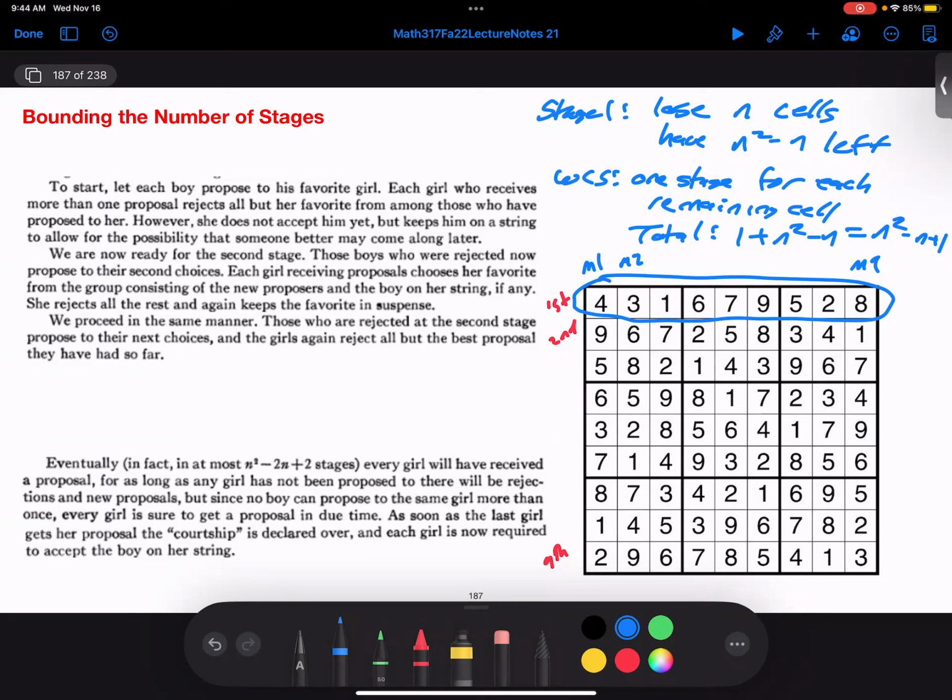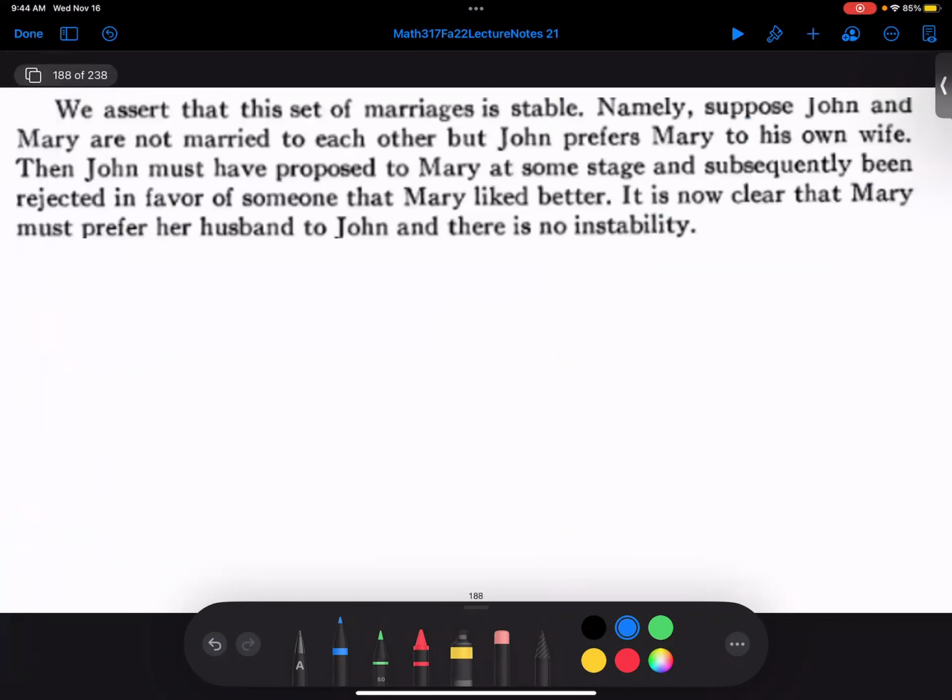That it's stable. And so stability is actually not too bad. So we assert that this set of marriages is stable. Namely, suppose John and Mary are not married to each other. We have John down here, and we have Mary up here. Who should John be married to?